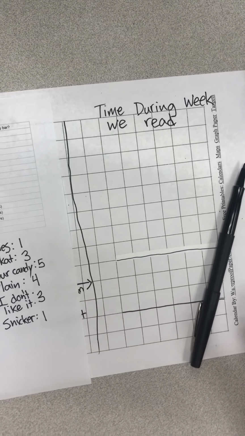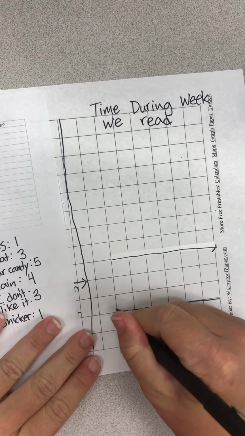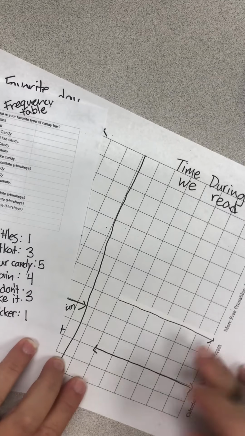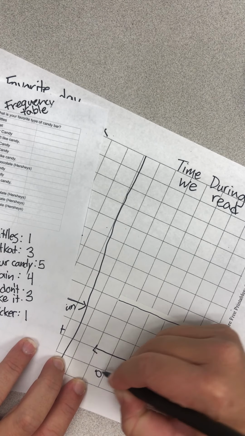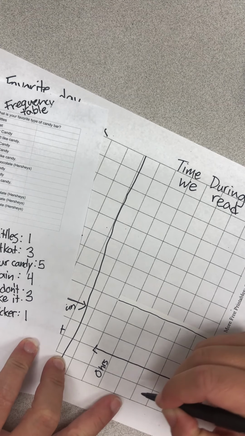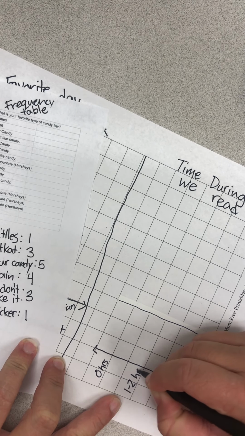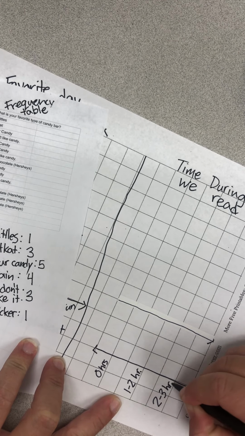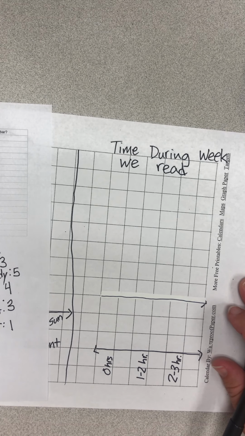All right, so we're going to be doing a line plot for the amount of time during the week that you read. So again, drawing your line. Our only categories were zero hours, or you don't, which that will change, 1 to 2 hours, and then 2 to 3 hours. So we're going to represent this by an X as well.